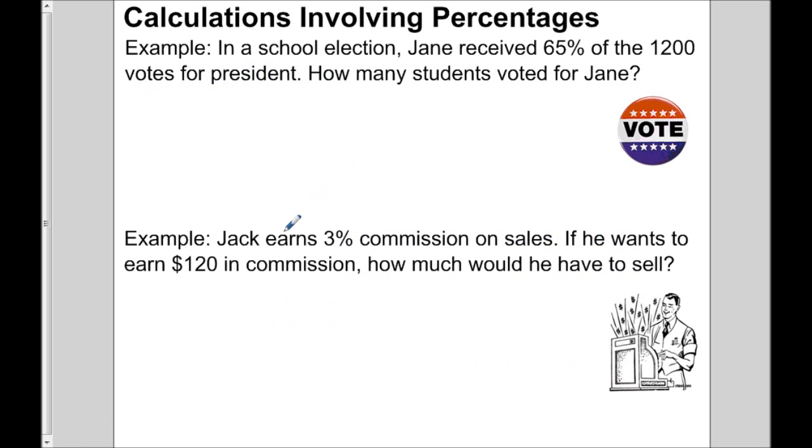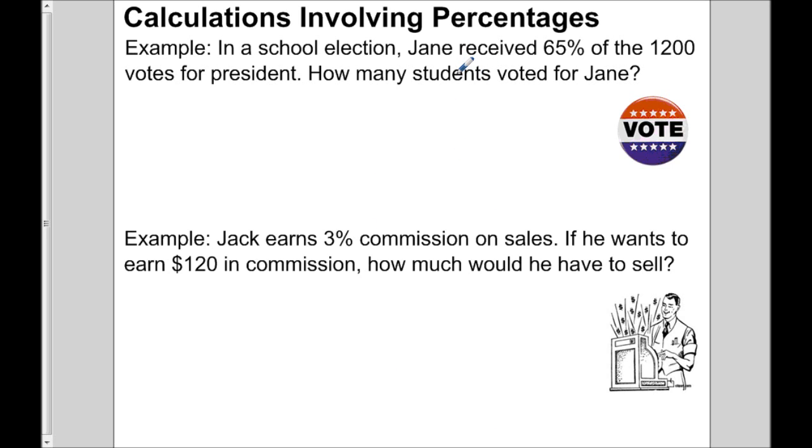So we're going to do some calculations involving percentages. Here are a couple examples. They're a little bit different from each other. So in a school election, Jane received 65% of the 1,200 votes for president. So we want to know how many students voted for her.